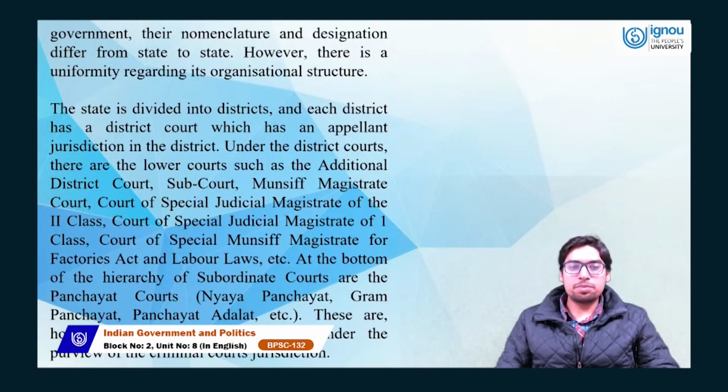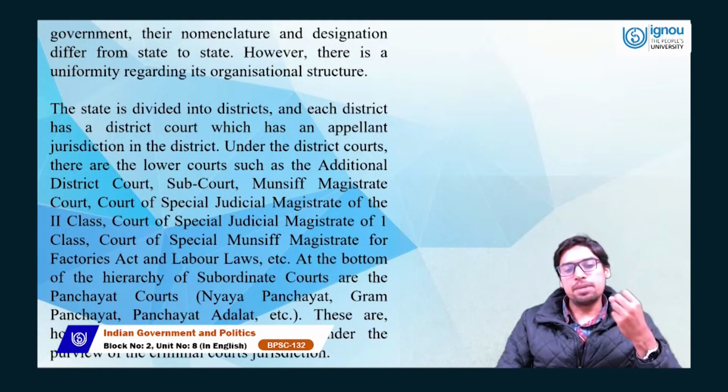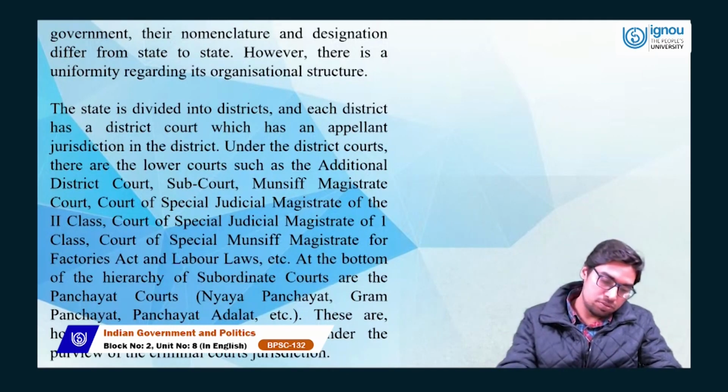magistrate courts, court of special judicial magistrate of the second class, court of special judicial magistrate of the first class, court of special magistrate for Factories Act and labor laws, etc. At the bottom of the hierarchy of the subordinate courts, there are the Panchayat courts, Nyaya Panchayat, Gram Panchayat, and Panchayat Adalat. These are, however, not considered as courts under the purview of the criminal courts' jurisdiction.